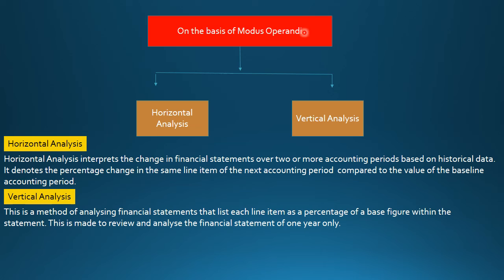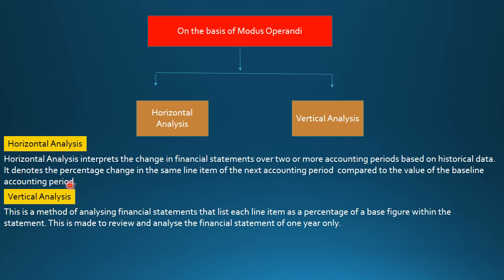On the basis of modus operandi, how it is operated: horizontal analysis and vertical analysis. Horizontal analysis interprets the change in the financial statements over 2 or more accounting periods based on historical data. It denotes the percentage change in the same line item of the next accounting period compared to the value of the baseline accounting period.